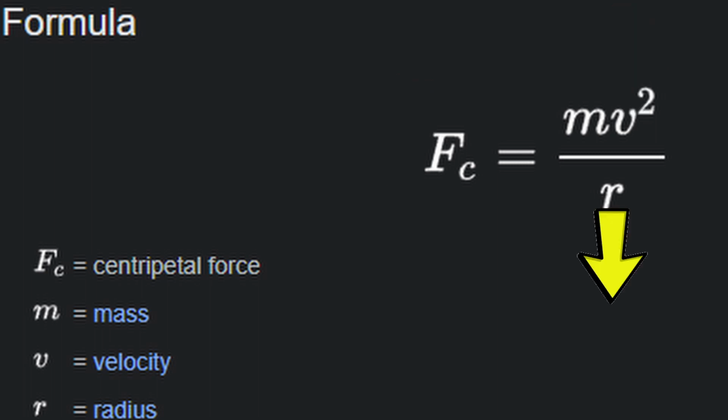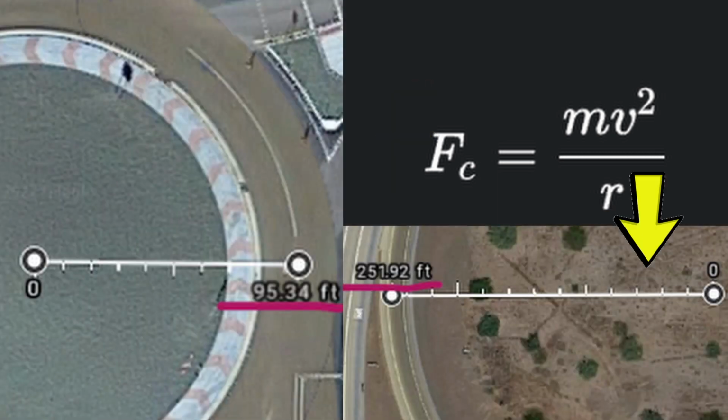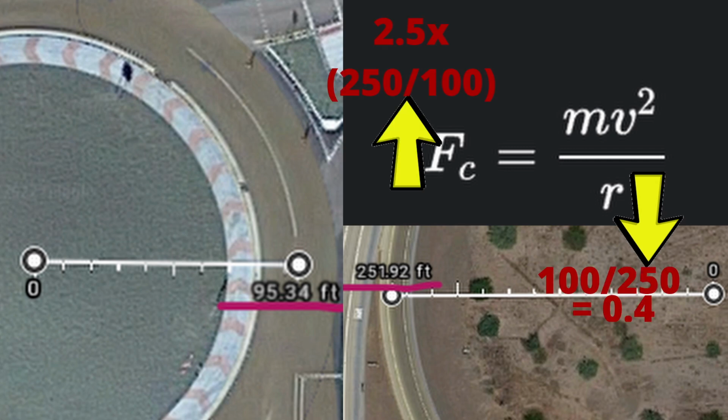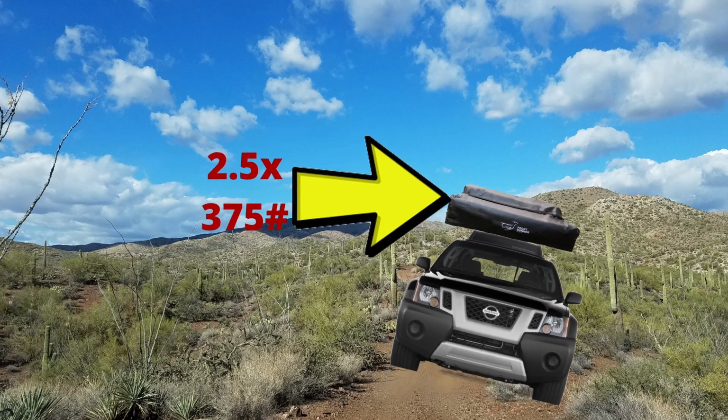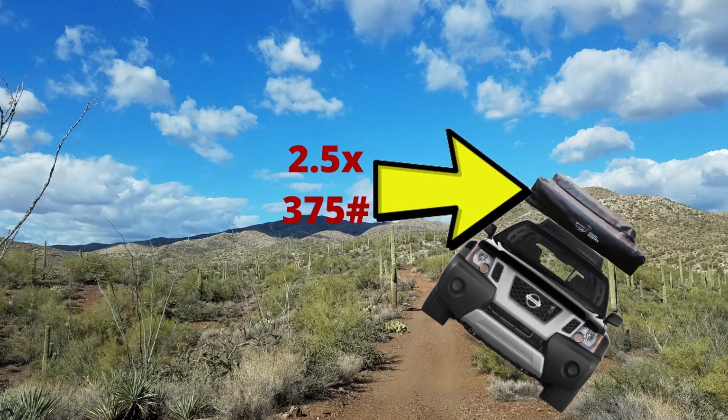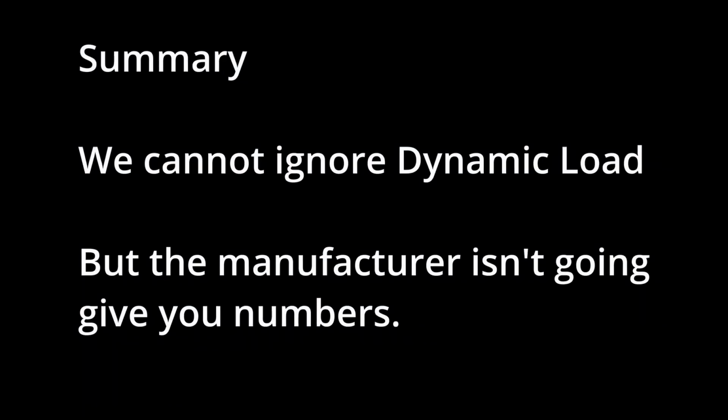With the radius in the bottom, a smaller radius increases the force. That means if I cut the radius in half, I double the force. So the traffic circle with a 100-foot radius compared to a freeway interchange with a 250-foot radius means the force went up 2.5 times. Now that 150 pounds is acting like 375 pounds, pushing your truck over. In summary, we cannot ignore dynamic load, and it plays a much larger role in answering the question, how much weight can I put on the roof?